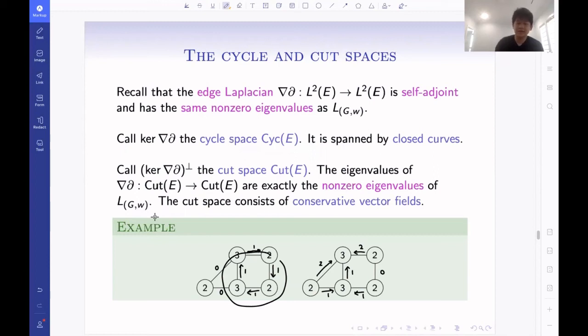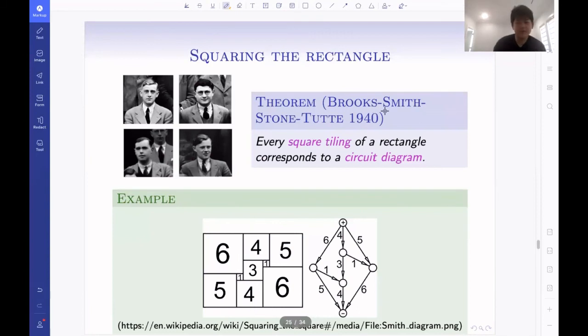Okay, and it turns out these cycle spaces and cut spaces have been studied before. There's one interesting paper where conservative vector fields show up implicitly. That's this nice paper of Brooks, Smith, Stone, and Tutte, which says that every square tiling of a rectangle, so you see this is a rectangle and you tile it with these squares, length 6, length 4, length 5, and so on, corresponds to a circuit diagram with poles plus and minus. You have a vertex for each horizontal segment, and then you just draw an edge for each square.